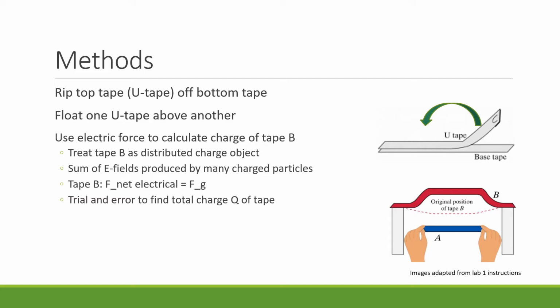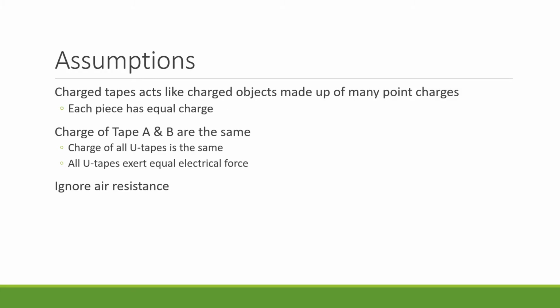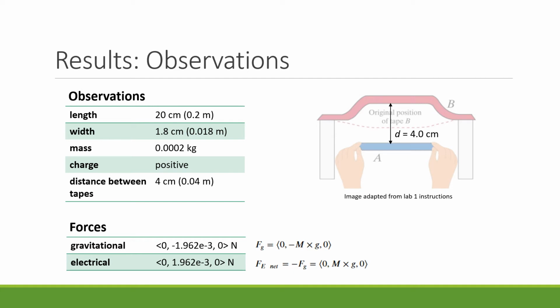And so we used this gravitational force and electric force on tape B to calculate the charge produced by each little piece of tape B and also the net charge of tape B. And so we already knew the gravitational force of tape B, or could calculate it easily, and the net electric force on tape B from tape A is equal to the gravitational force, and so we could back calculate the charge Q. We assumed that both tapes, the top tape and the bottom tape, act as uniformly charged rods made up of many small point charges, and each piece has an equal charge, and also that the charge of the two tapes is the same, and we ignored air resistance.